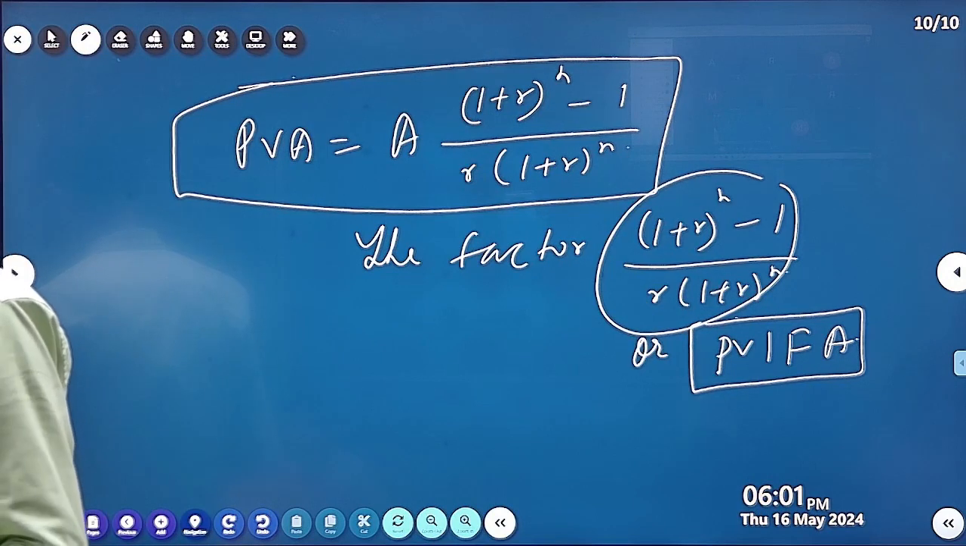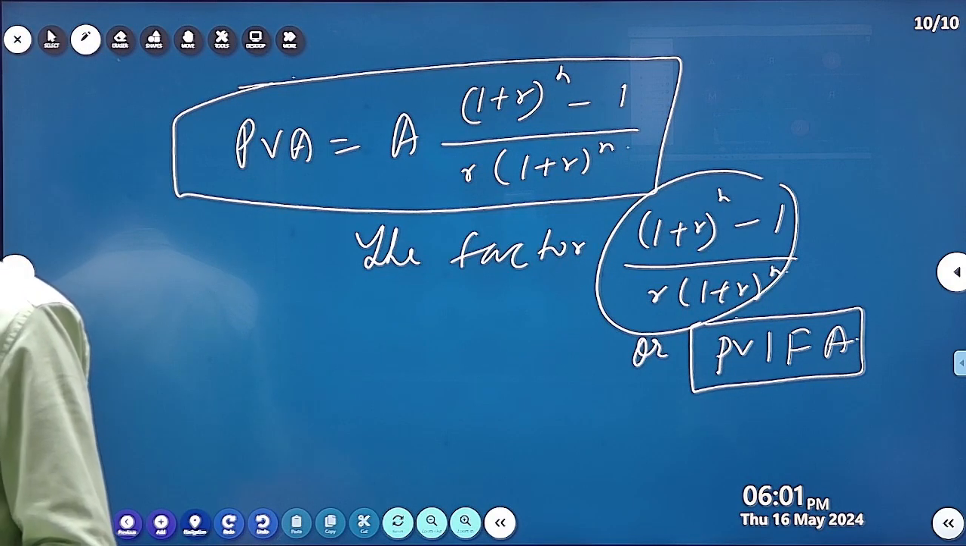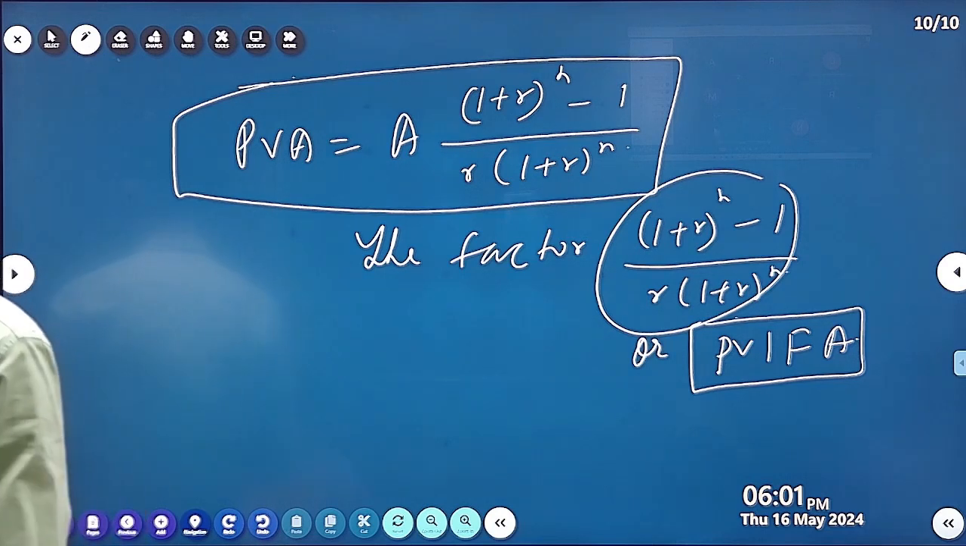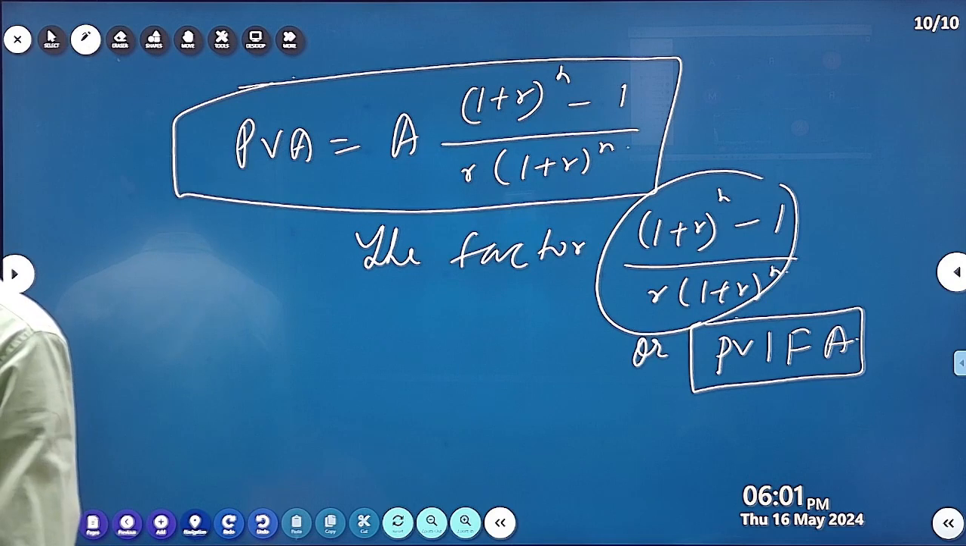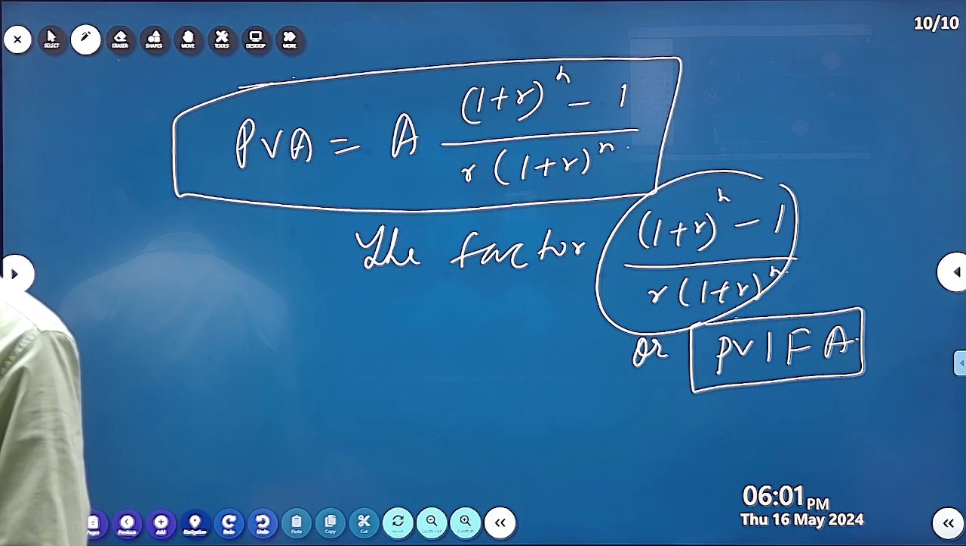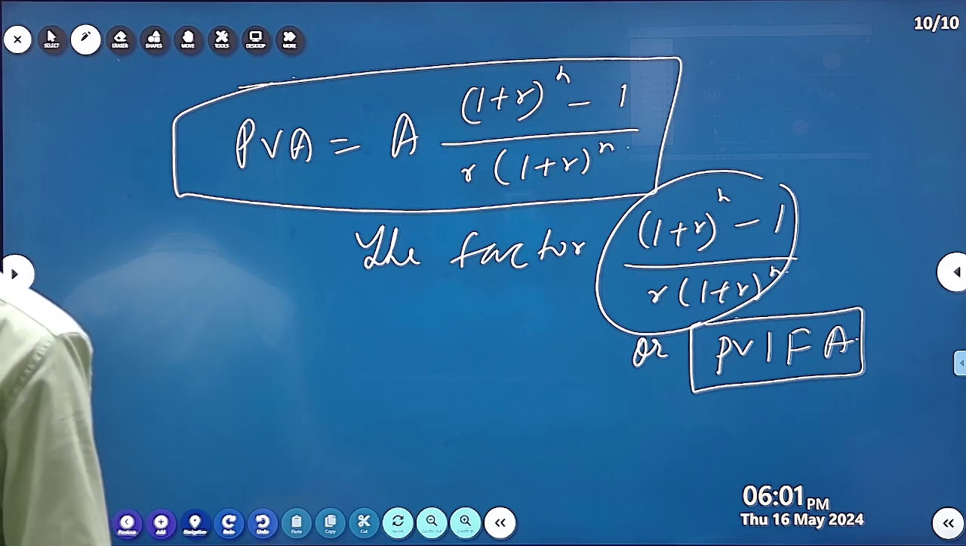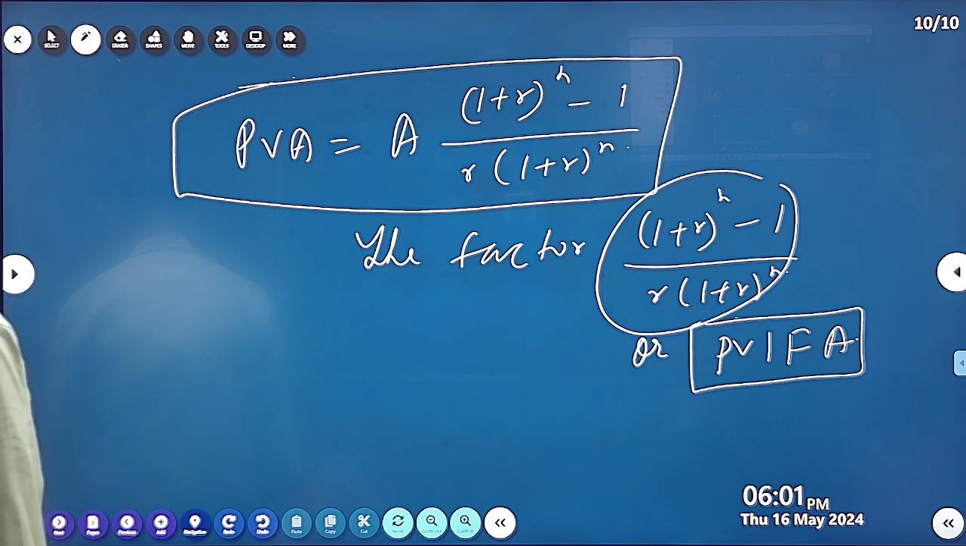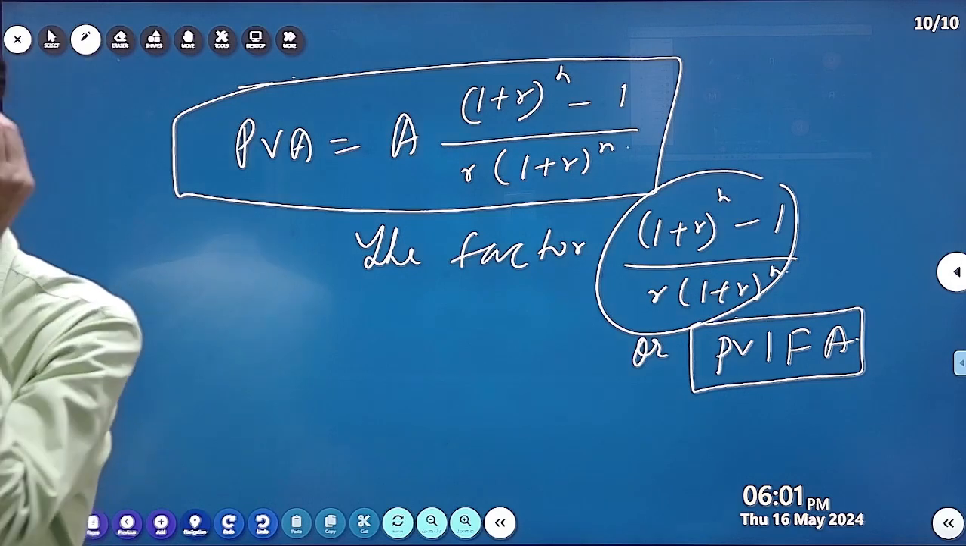Okay, so for today take this homework. You have seen the simple interest illustrations, no? Do up to illustration 24. So we'll try to complete this. Okay, thank you. We'll wind up.